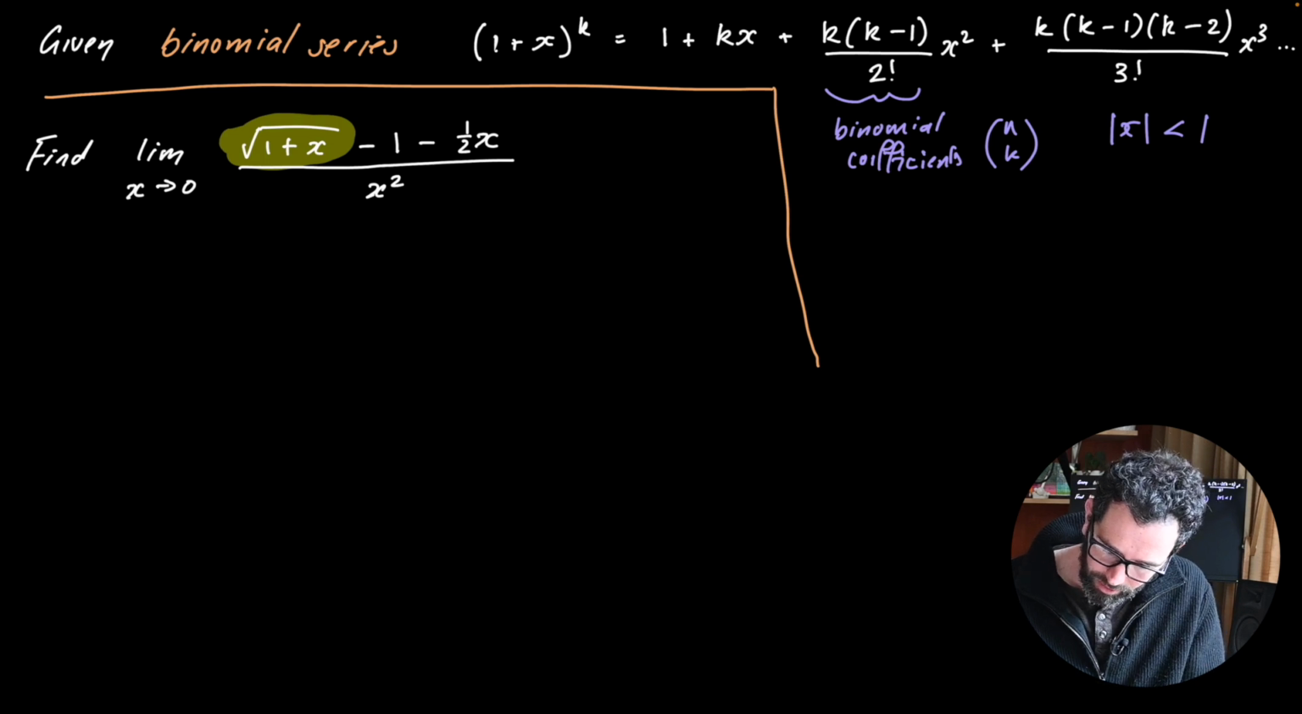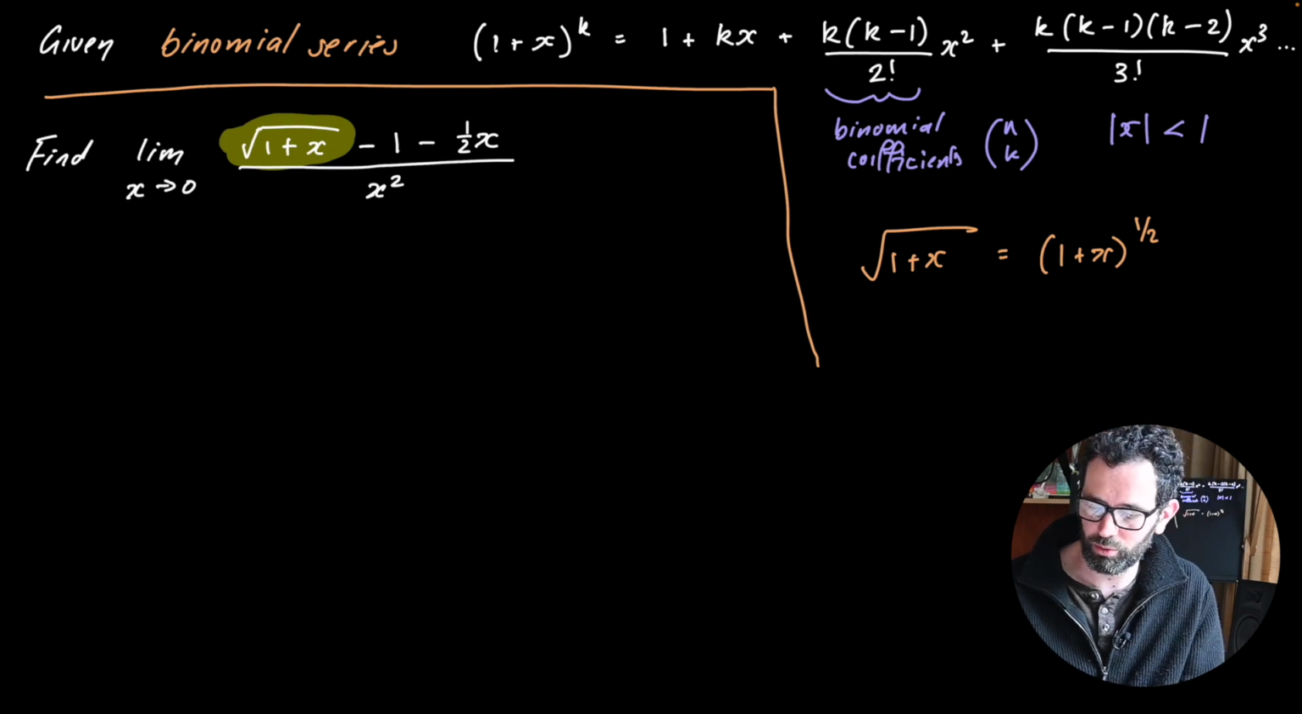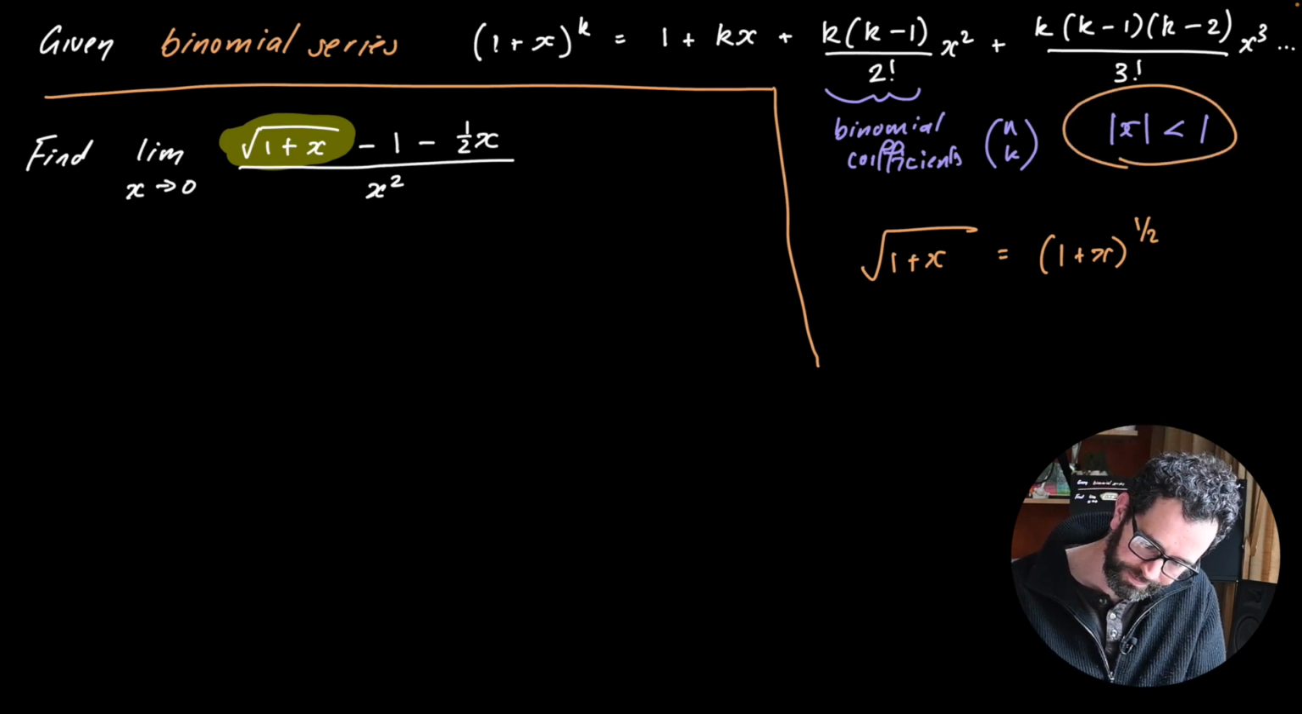One thing you might want to note is that the square root of 1 plus x is just the same as (1 plus x) to the 1/2. So we can actually use this expansion here. And also, as our limit is going towards 0, this condition is also going to hold, and so we can use this series. All right, so that equals the limit as x goes to 0.